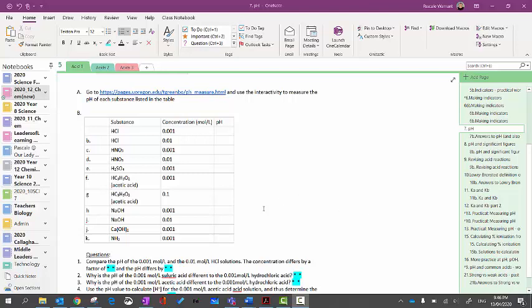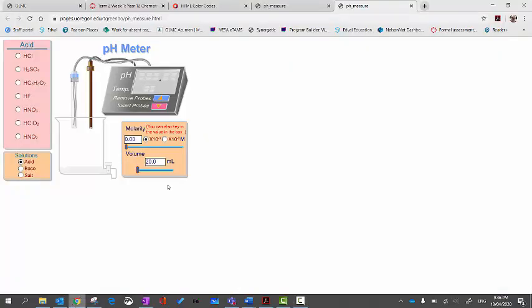Okay, now on the next screen, I've got the interactivity open, and basically what's involved with this interactivity is that you choose a substance. So in this case, I'm going to choose HCl. You can increase the volume. It really doesn't matter what the volume is. I'm going to go for 100 milliliters, but it really doesn't matter. And then you can also select the concentration.